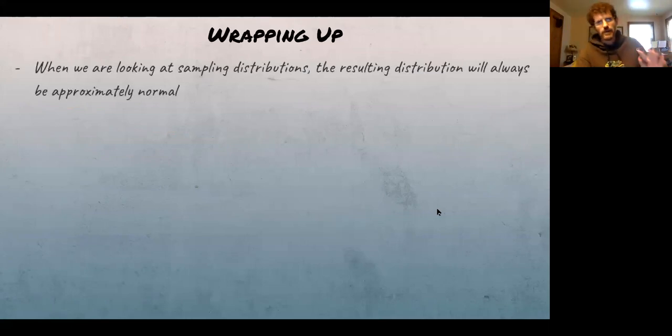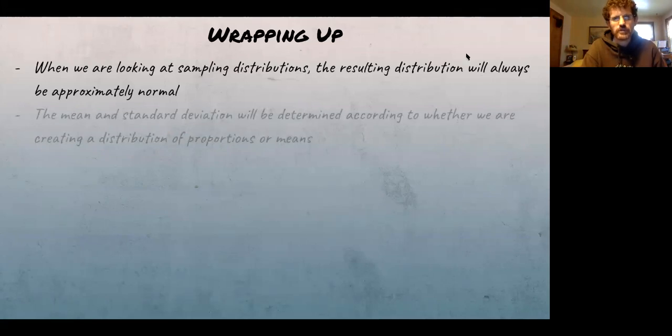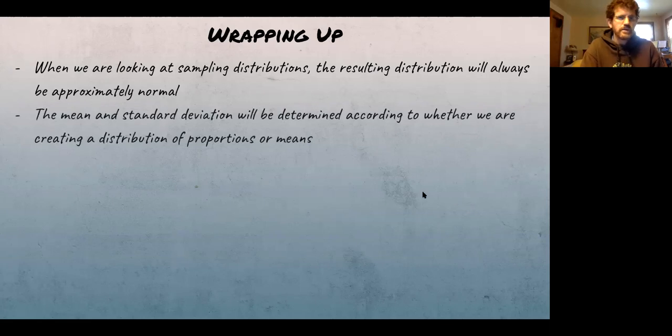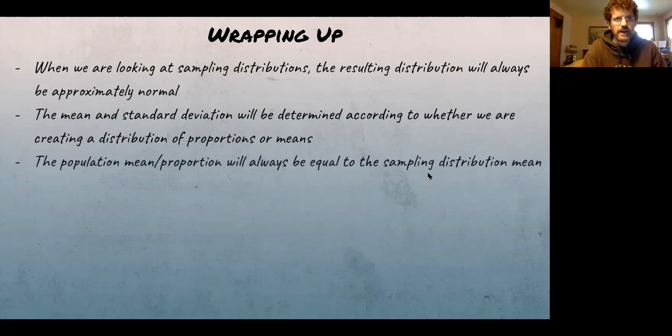I'm going to repeat what I basically just said. When we're looking at sampling distributions, the resulting distribution will always be approximately normal. And we can just call it normal as long as the condition has been met. The mean and standard deviation will be determined according to whether we are creating a distribution of proportions or means. And the population proportion or the population mean will always be equal to the sampling distribution mean.